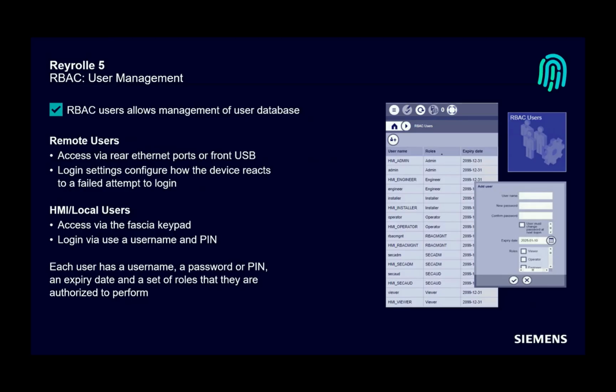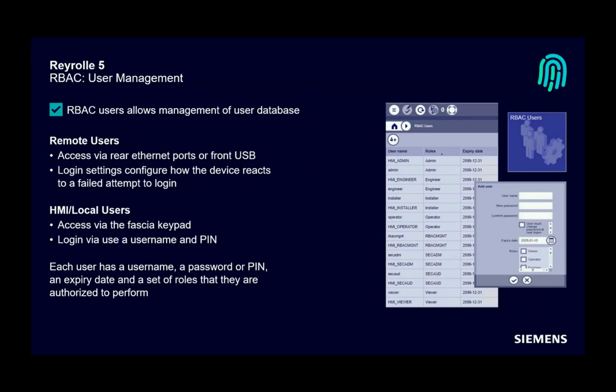And when managing users, we have two types of user. We have remote users who can access the device via the front USB port or via the rear Ethernet ports. They log in with the username and a password. And the other user is the HMI or local user that accesses the device via the fascia using the keypad and LCD. They have a local username and a 6-digit PIN to log in and simplify access. When viewing the user database, the local users have an HMI prefix to allow you to differentiate between users.